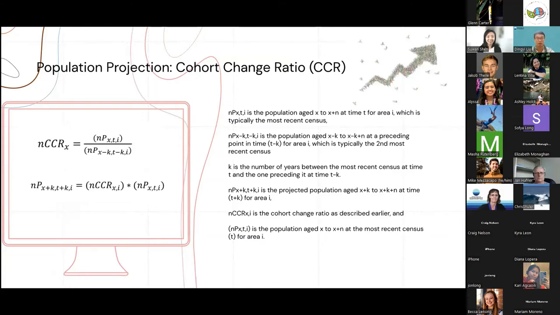Then how do I project the population? I use a very popular population projection method called the cohort change ratio, CCR. The CCR projects the population by age from time t to time t plus k using the function in the upper left, computed from the two most recent census data. Those two most recent censuses develop the ratio, the CCR, and we apply the ratio to the cohorts of the launch year population to move them into the future. So it can repeat infinitely to project the population in future decades.